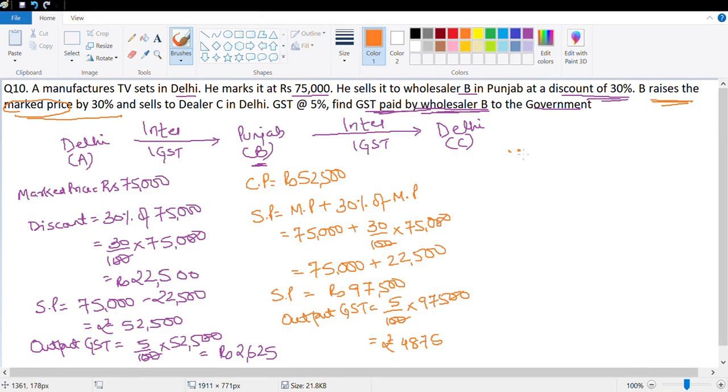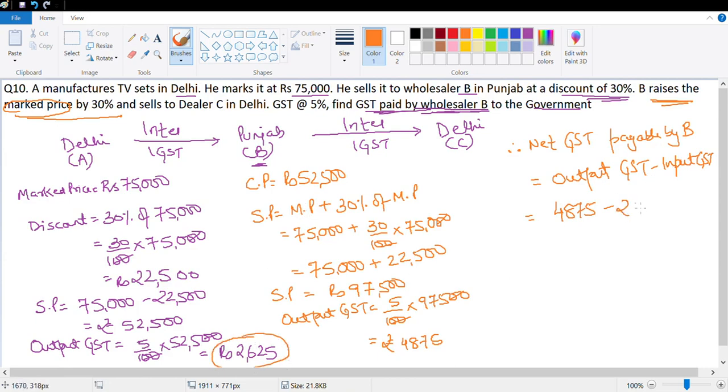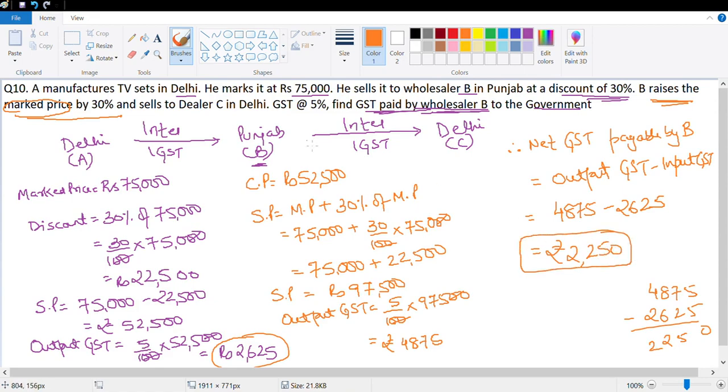So therefore, net GST payable by B would be equal to output GST minus input GST. In this case, output GST for B is 4,875, and the GST that he paid is 2,625. So 4,875 minus 2,625, that's 2,250 rupees. So that's the total GST that he'll pay to the government.